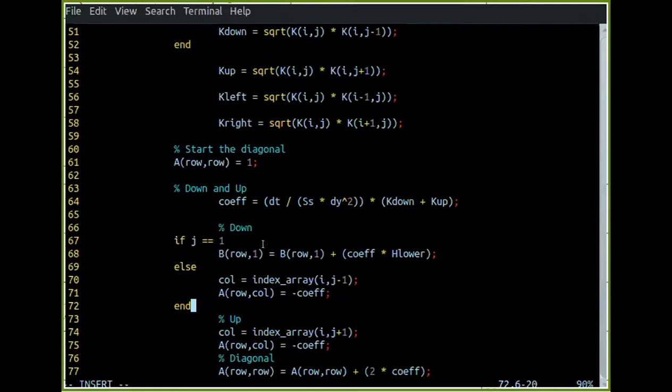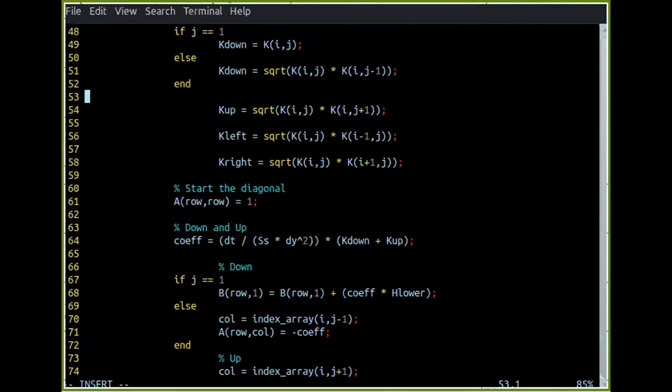So this is just the same stuff we just did on the board. All we changed here was our k down for the boundary. We left our coefficient alone. We used an if statement here: if j is equal to 1, k down is kij. We talked about that on the board. Otherwise, our k down is as we had it before. Okay. Then our coefficient calculates the same either way for our down and up.